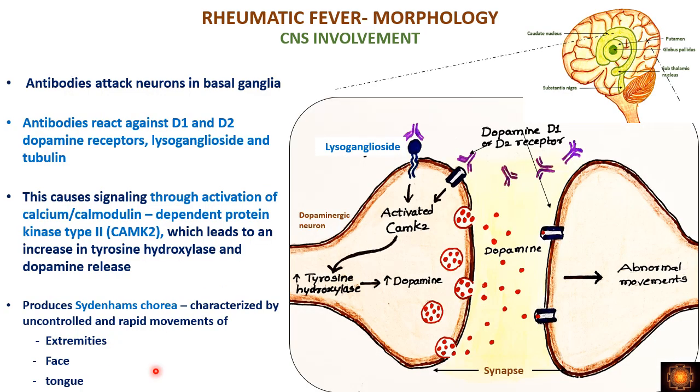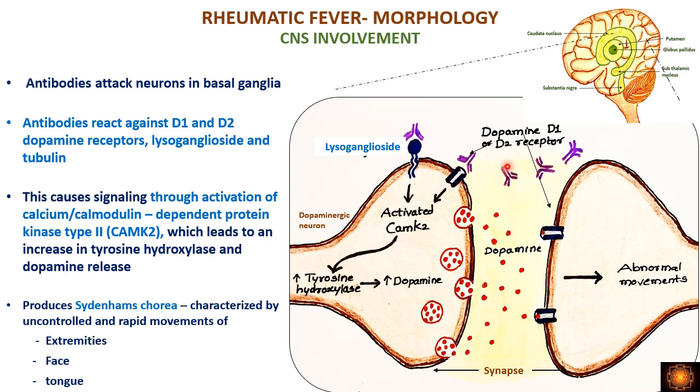Then coming to the CNS involvement, antibodies attack the neurons which are present in the basal ganglia. Basal ganglia consists of the caudate nucleus, we have putamen, globus pallidus, and the subthalamic nucleus and substantia nigra. So neurons which are present there are attacked by the antibodies, and typically in the neurons, antibodies attack the lysoganglioside and the dopamine D1 and D2 receptors.